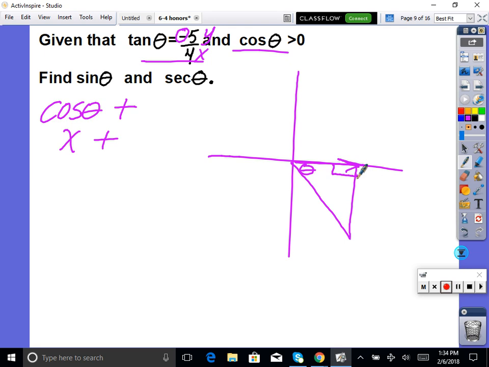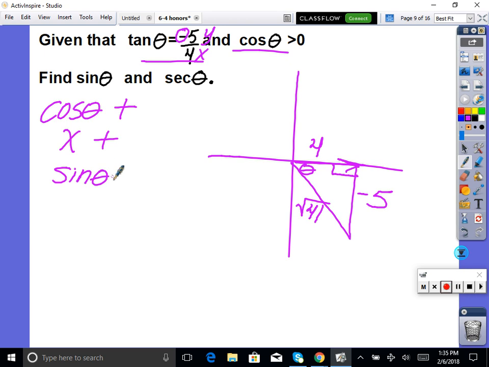So then this would be my y value, negative 5. My x value must be 4. My hypotenuse would be square root of 41. Pythagorean theorem to get that. I did that all day today, so that's why I have it memorized. But I know you know how to do the Pythagorean theorem, so I'm just trying to not waste your time.